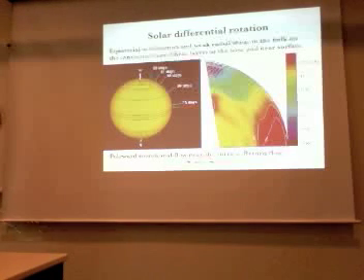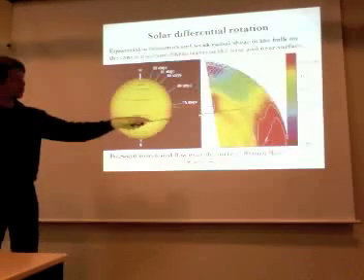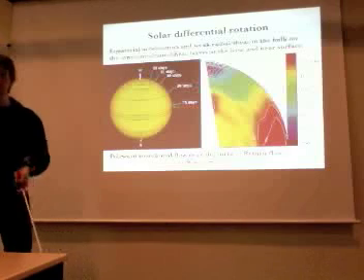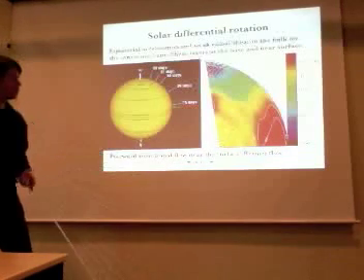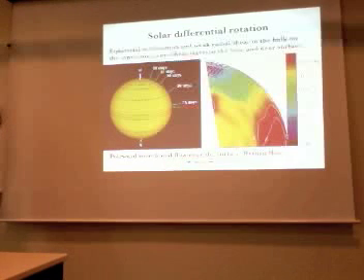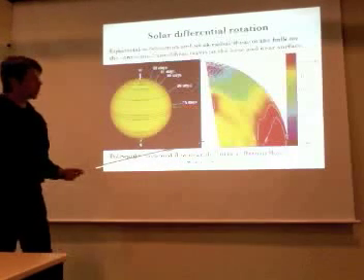And what is important to bear in mind is the surface shear layer, which is often talked about here, and also the tachocline. This is actually where the radial shear is concentrated in the Sun. So within the convection zone, there is very little radial shear.